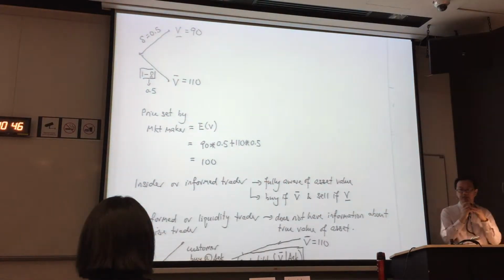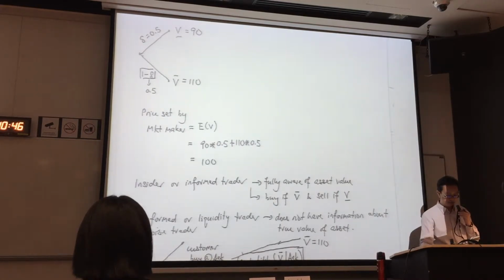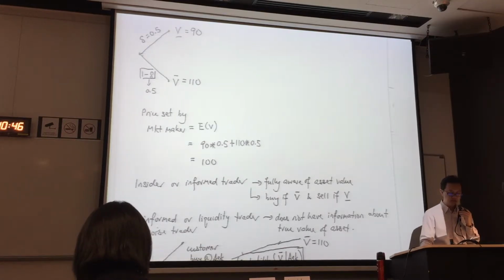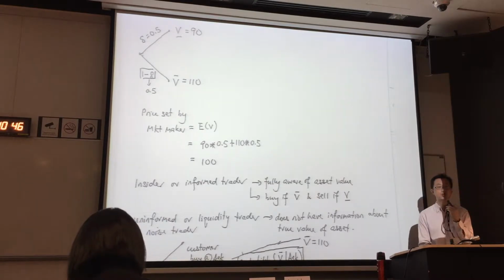So the problem with the case is, we don't have this probability straight away. If you look at the case, first we are given the probability that the value is high or low. If it's high, it's 110, low is 90. They are equally likely. Next, we are told that 80% of the time, the noise traders will trade in the marketplace.